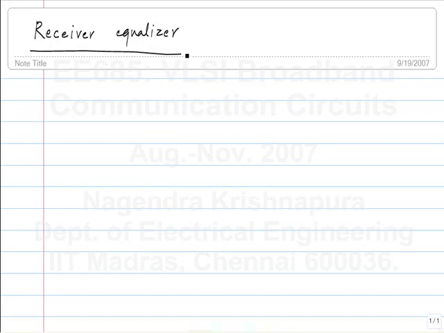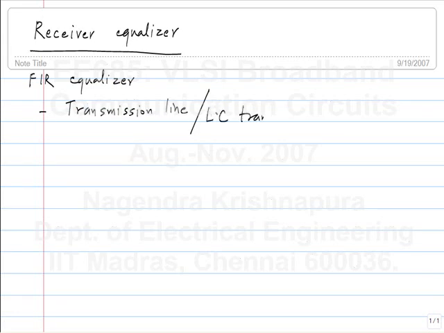So that makes some difference in the implementation. And if we choose to do the equalization using an FIR filter, we have many options. One is to use continuous time FIR using a transmission line, or you use a lumped equivalent, which I will call an LC transmission line. You mimic the action of a transmission line using L's and C's, and you generate a number of delayed versions of the signal, and you take the weighted summation in order to get the output of the equalizer.